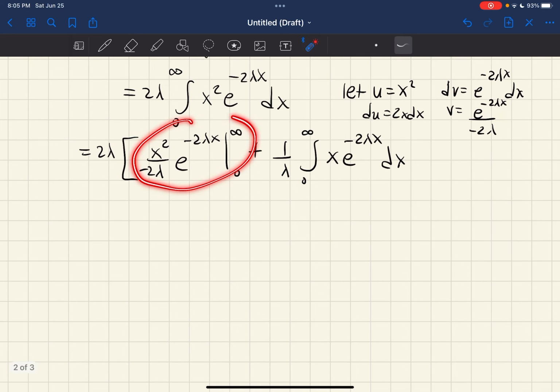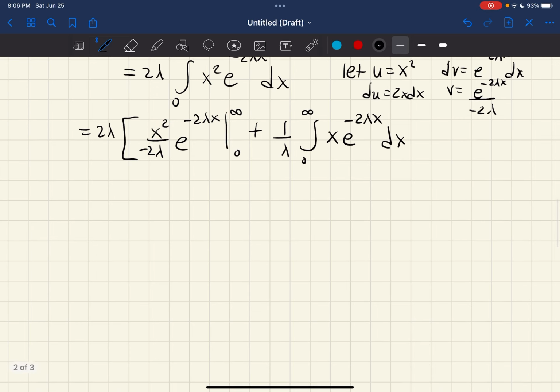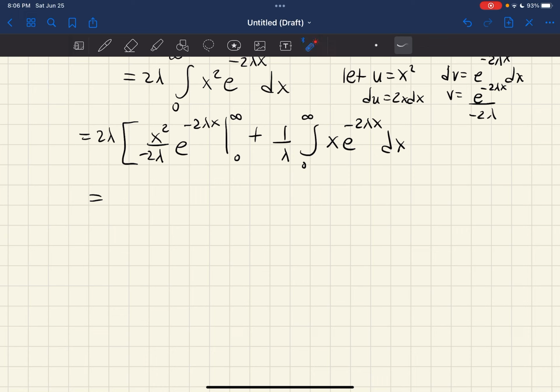And this term right here is actually, when x tends towards infinity, this exponential term tends towards 0 faster than this term blows up. So this is going to be 0 for the top limit of integration. And then when x tends towards 0, this term right here just becomes 0, so this whole thing becomes 0. So this term basically goes away, and we're left with 2 lambda times this term right here, so that's just going to be 2 times this integral from 0 to infinity of x e to the minus 2 lambda x dx.